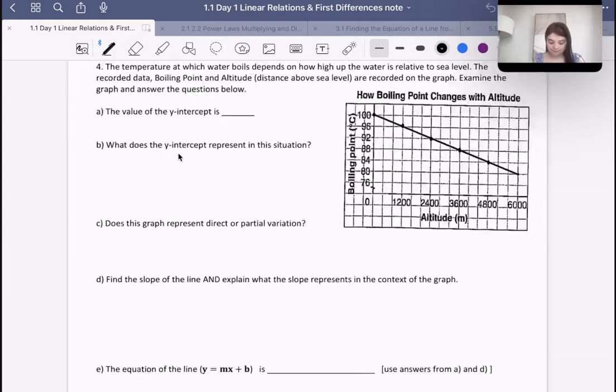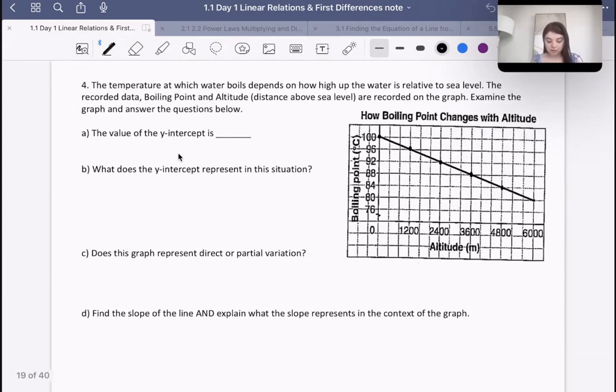Okay, so this one says the temperature at which water boils depends on how high up the water is relative to the sea level. The recorded data, boiling point and altitude, are recorded on the graph. Examine the graph and answer the questions below. The value of the y-intercept is what? Well, the y-intercept basically means where the graph touches the y-axis, the vertical axis. That would be right here at 100. So the y-intercept is 100.